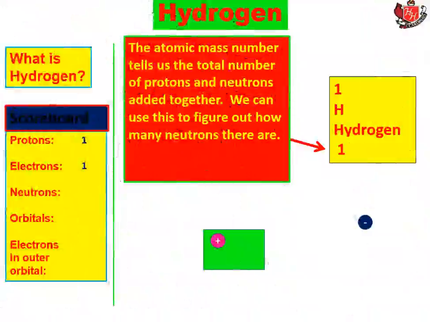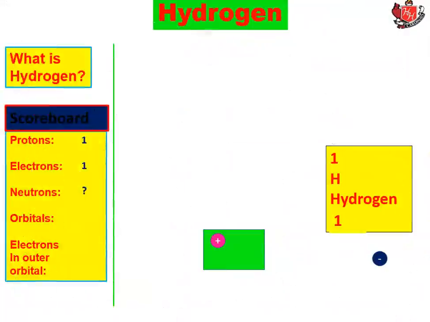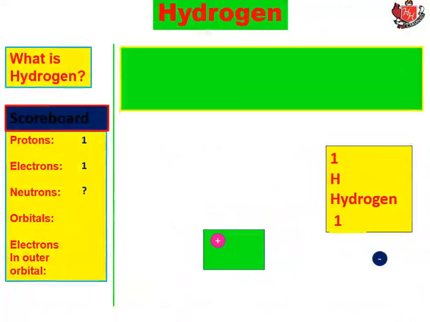Okay, it's going to be 1. Okay, so the mass number tells us the total number of protons and neutrons added together. We can now use this figure to figure out how many neutrons there are. We already know there's 1 proton, so let's figure out how many neutrons. So we're going to do a little arithmetic here. The mass number tells us the total number of protons and neutrons. And we get that number down there at the bottom, right below the word hydrogen. And we know that number is 1.